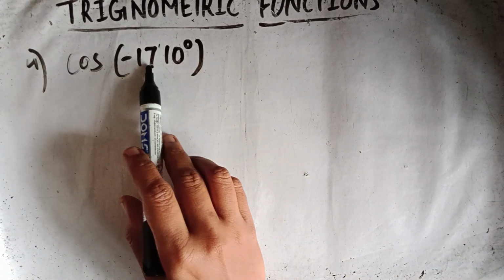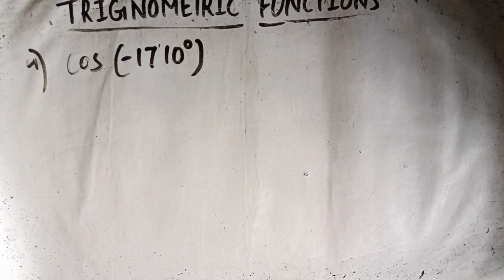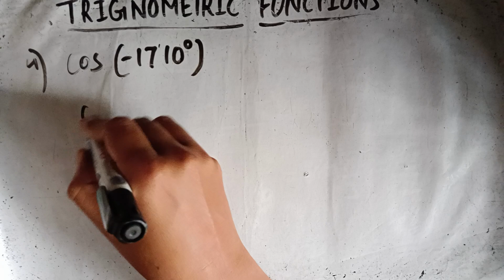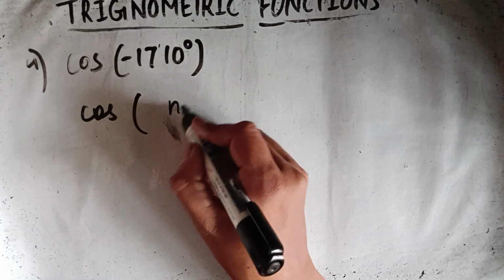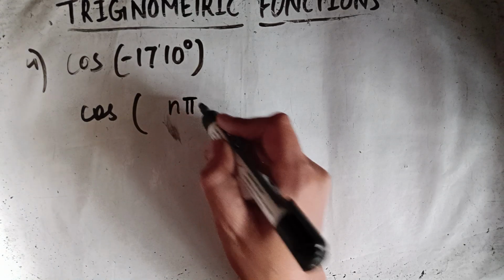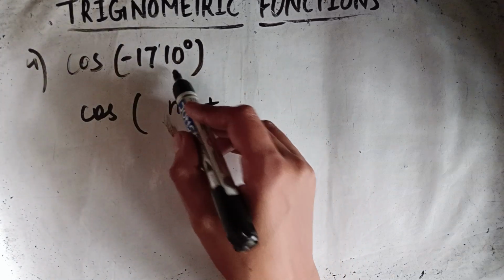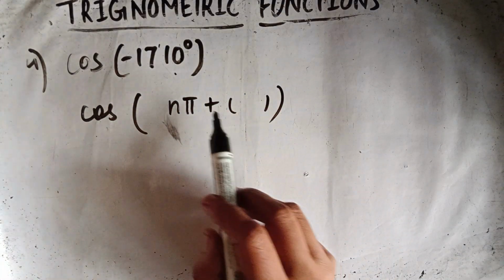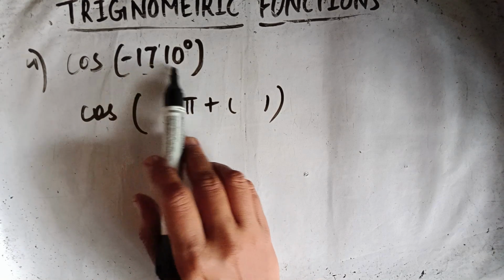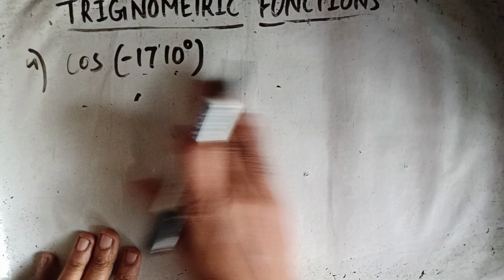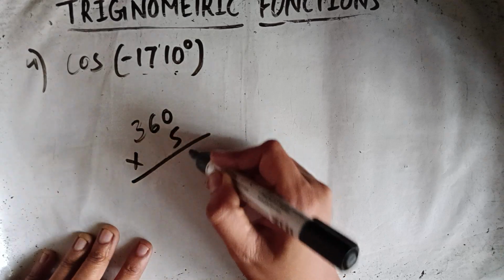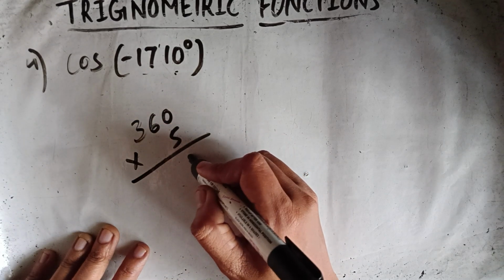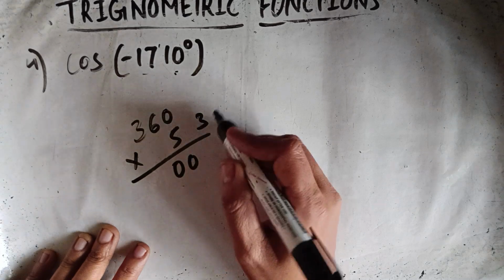Next is cos of minus 1710 degree. Here also you have to use the same technique. That is, you have to write this as cos of something which is an integral multiple of pi, plus this value. So you have to find a value which is closer to this value. So you can take multiples of 360. So 360 into 5, if you do, you'll get some value like this. You have to do it manually.